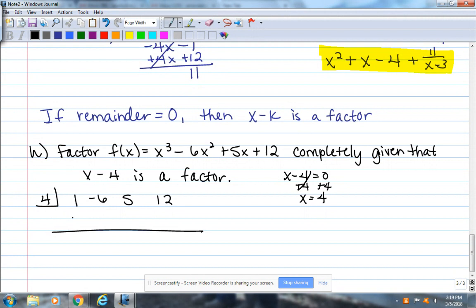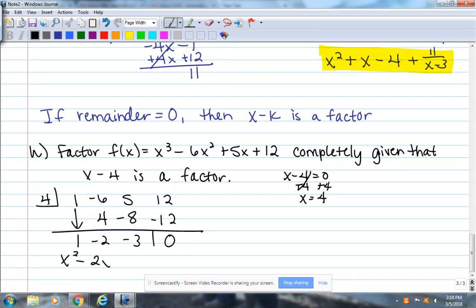Bring down my 1. 1, 4, then you add. -2, then you multiply. -8, then you add. -3, then you multiply. -2. There's my remainder is what? 0. That means it went into it evenly, and it told me it was going to go in there evenly.